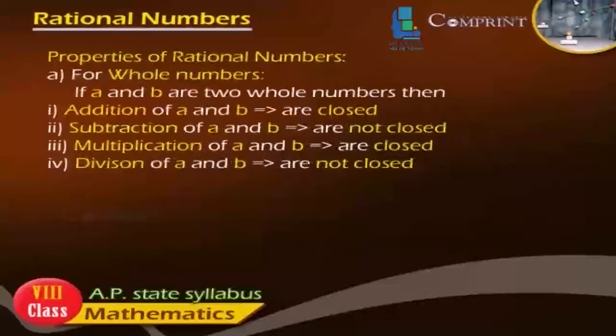Properties of rational numbers. For whole numbers, if a and b are two whole numbers, then addition of a and b implies closed. Subtraction of a and b implies not closed. Multiplication of a and b implies closed. Division of a and b implies not closed.